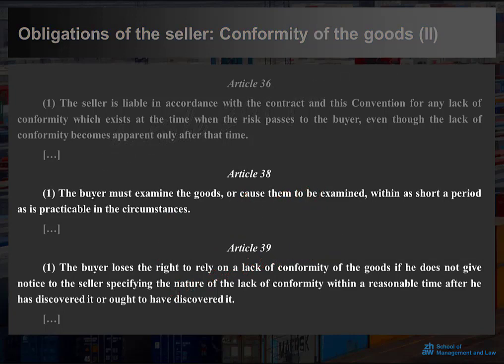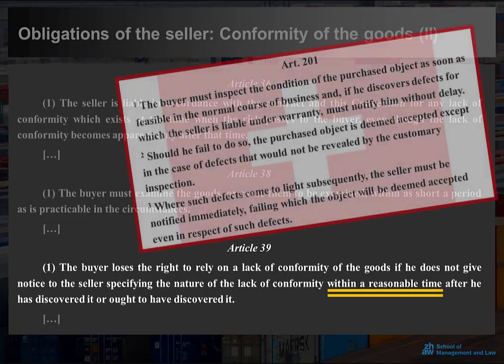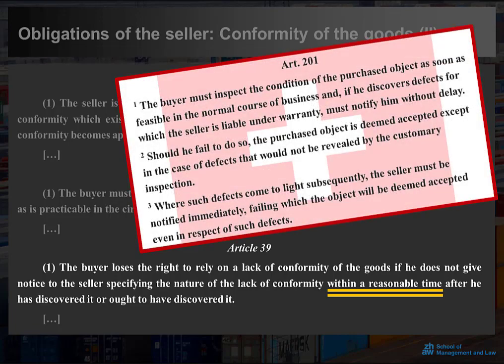However, there is one subtle but important difference that is worth mentioning. While under the CISG, the buyer must notify the seller within a reasonable time after discovery of a defect, the Swiss Code of Obligations is stricter. It requires the buyer to give notice of any defects discovered without delay or immediately, which again reflects the tendency of the Swiss Code to protect primarily the interests of the seller.